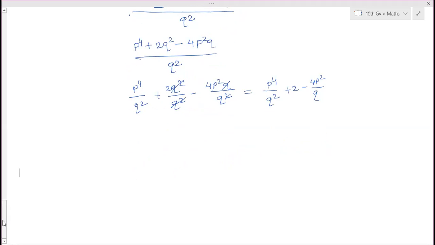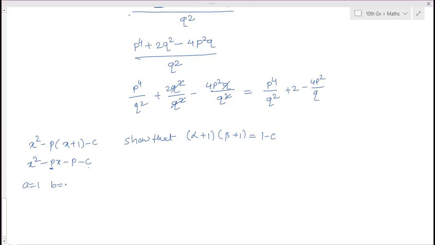Simplify the given thing. The polynomial given is x square minus p into x plus 1 minus c. Show that alpha plus 1, beta plus 1 is equal to 1 minus c. First simplify this equation: minus px minus p minus c. That means a is 1, b is minus p, and c is minus p minus c.